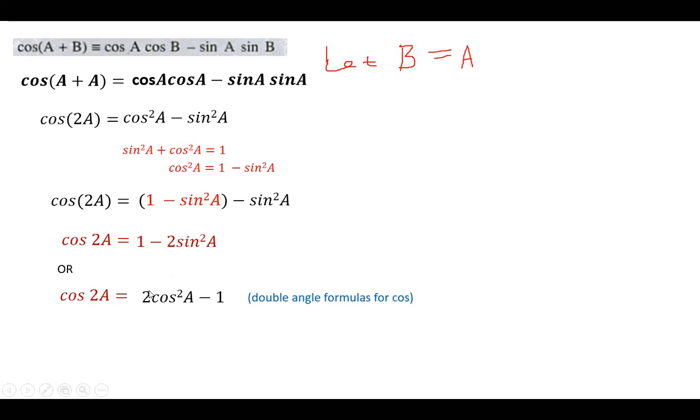Let's proceed. So these that we've looked at are double angle formulas for cos. Let us now proceed to see what the half angle formulas for cos are. So the half angle formulas for cos are as follows. There's this one here where you just divide your cos 2A by 2, and then on the other side of the equal sign you divide your angle by 2, and that is what you're going to get.